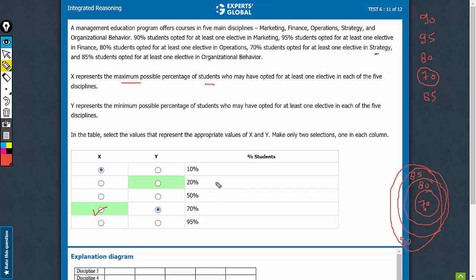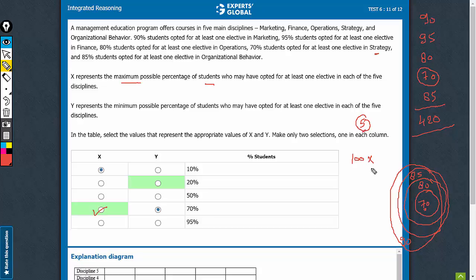The second column, we need to find out the minimum possible overlap. So let's find the total. This turns out to be 420. See, the total is 420. Let's assume that there are 100 students each, and these are the absolute number of students opting for each of these electives. So if there are 100 students, I'm saying that, okay, I want to minimize the possibility of all five electives. So what is the maximum number that can be reached without using five electives?